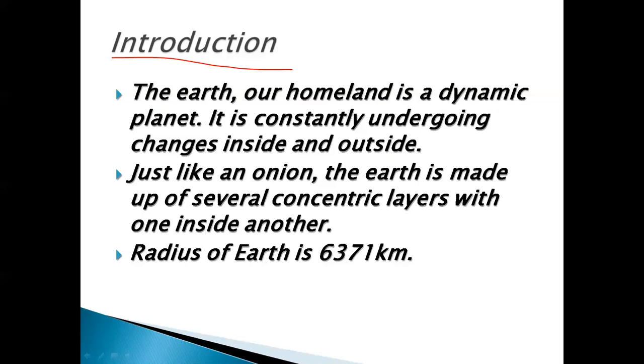Okay, and this Earth is also like an onion. It has several concentric layers, but the three major layers are crust, mantle, and core. The radius of the earth is 6,371 kilometers. So what is radius?